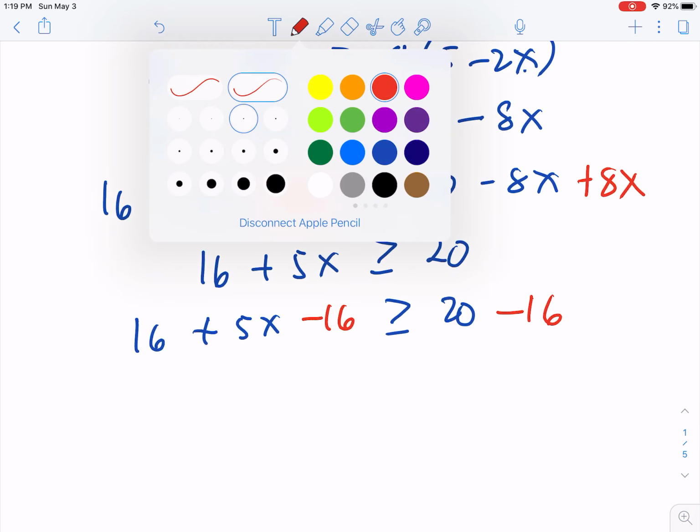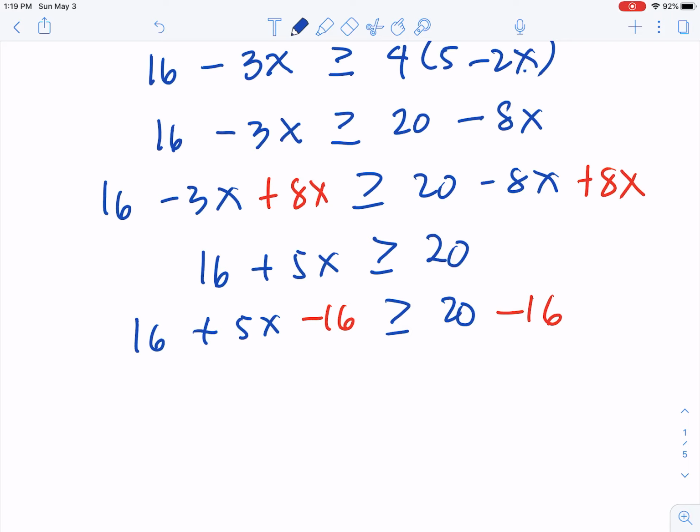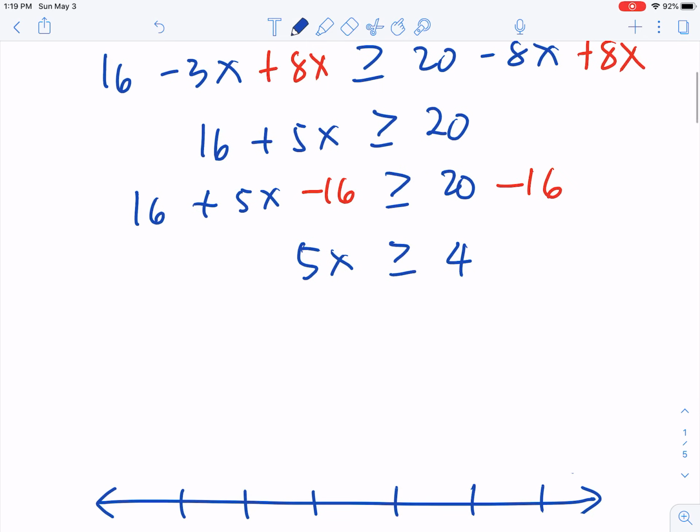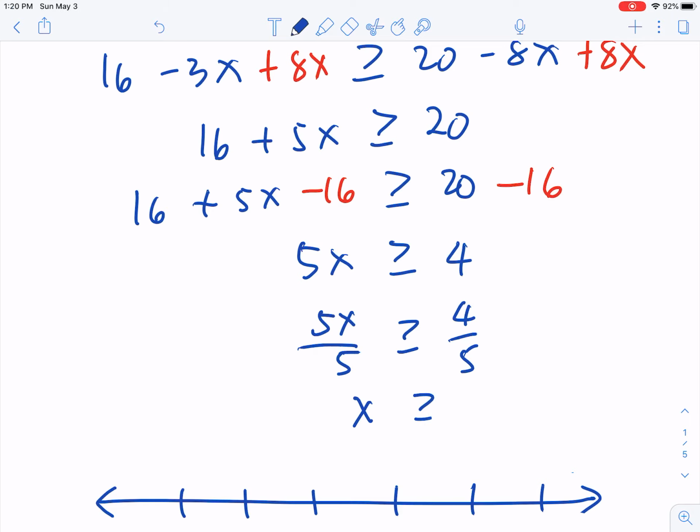Ang matitira sa kaliwa ay 5x. And then yung nasa kanan ay 20 minus 16, which is 4. And then dividing both sides by 5, we have 5x divided by 5 is greater than or equal to 4 divided by 5. Which means that x is greater than or equal to 4/5.